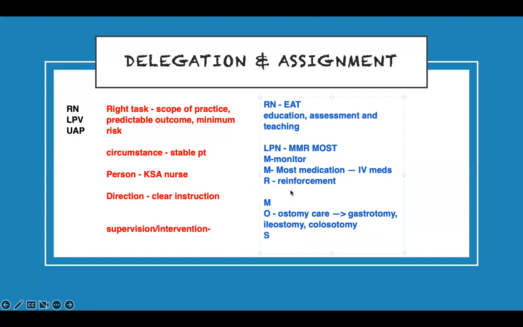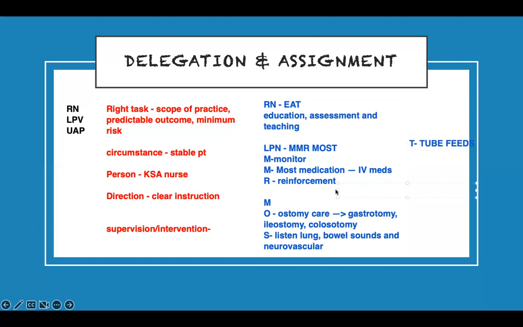And the S, they can do some specialized tests, like they'll listen to the lung. So they can do breath sounds, they can do bowel sounds, and then they can do neurovascular check. And the T is tube feeding. If they can do ostomy care, gastrostomy, then they should be able to give tube feeding. So that's the function of the LPN.